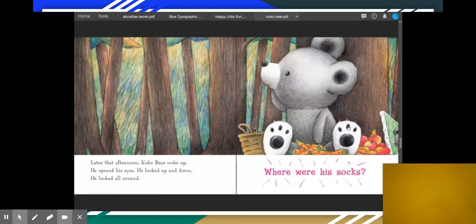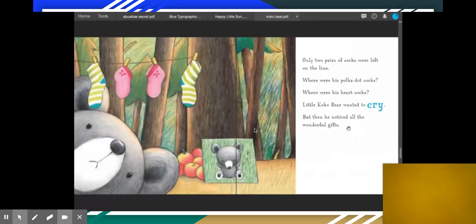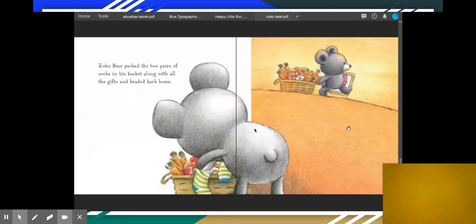Later that afternoon, Koko Bear woke up. He opened his eyes. He looked up and down. He looked all around. Where were his socks? Only 2 pairs of socks were left on the line. Where were his polka dot socks? Where were his heart socks? Little Koko Bear wanted to cry. But then he noticed all the wonderful gifts.